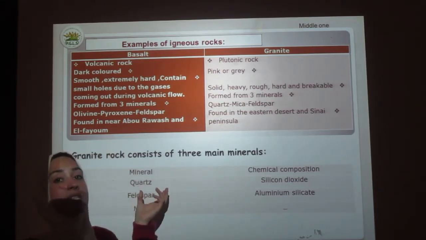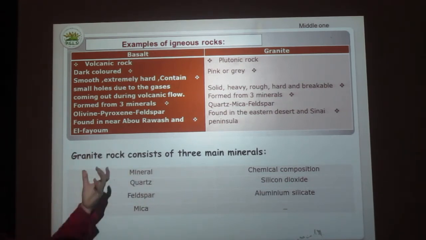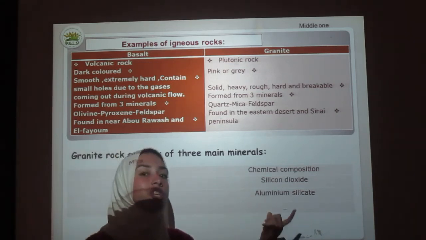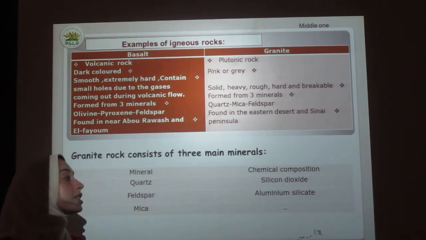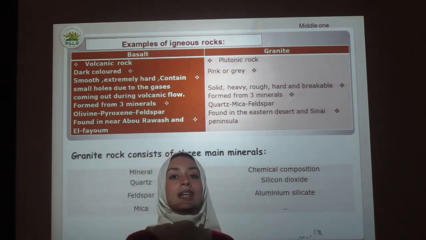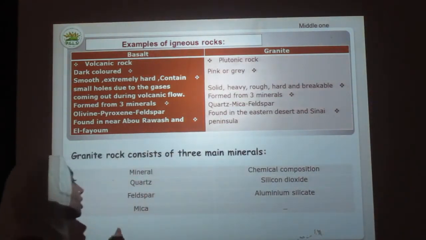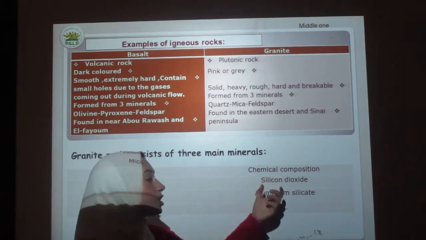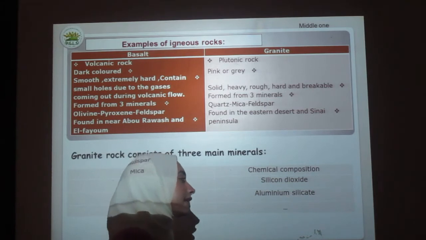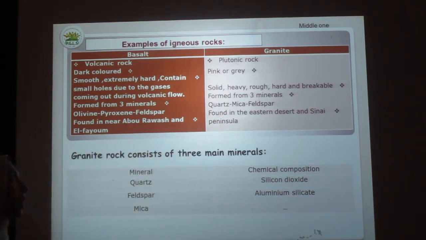We know that granite consists of 3 main types of minerals. We have quartz, we have feldspar, and mica. The chemical composition of quartz is very important. The chemical composition of quartz is silicon dioxide. Silicon dioxide is the form of quartz, while the chemical composition of feldspar is aluminium silicate. Aluminium silicate. This is so important. Okay.